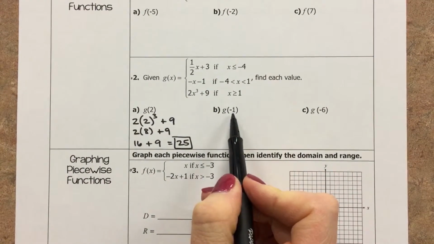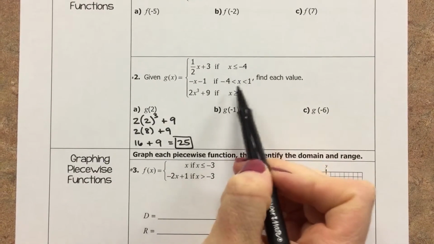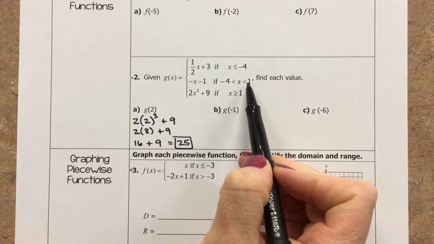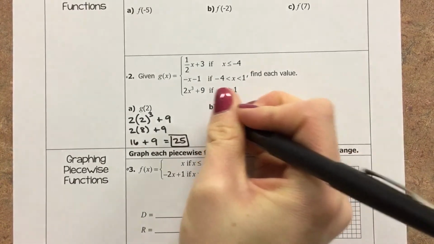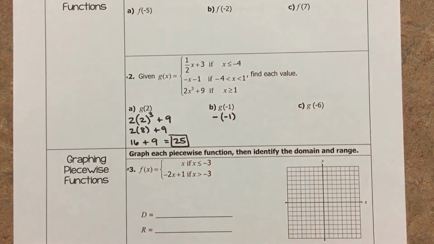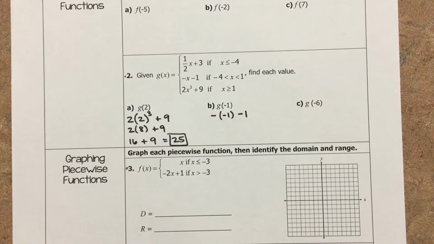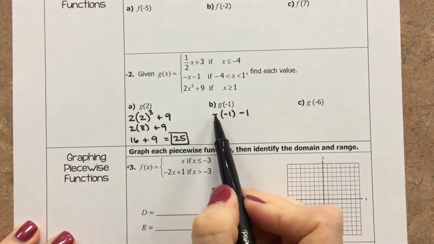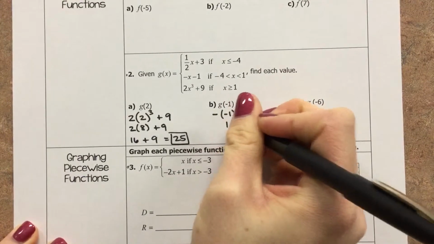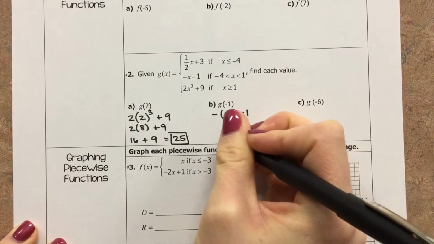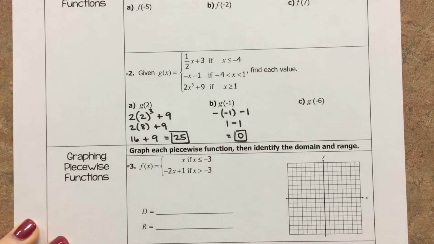Next one, -1. -1 is not less than -4. It is between -4 and 1. So the -1 gets plugged into this middle piece. So we have -x, so that's where my -1 gets plugged in, and then -1. So a lot of ones, a lot of negatives, so let's be careful here. This is a -1, so that's a 1. And then -1. Of course 1 minus 1 just comes out equal to 0. That was my second piece.